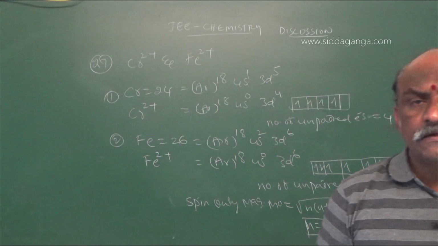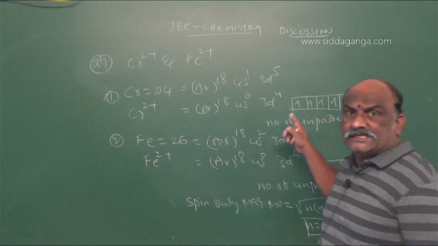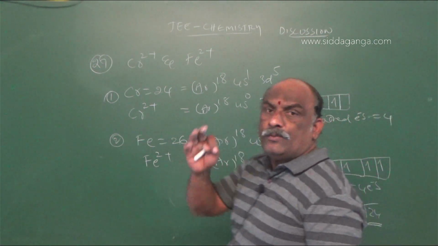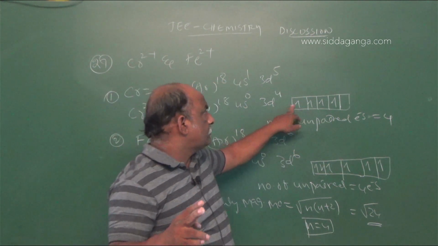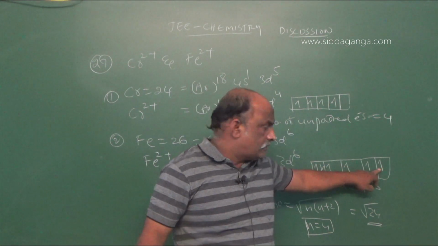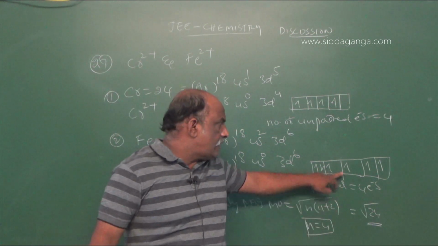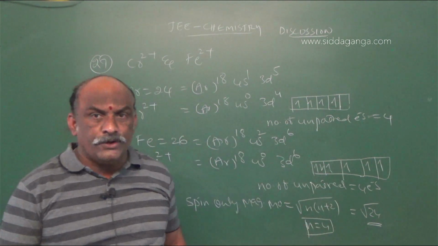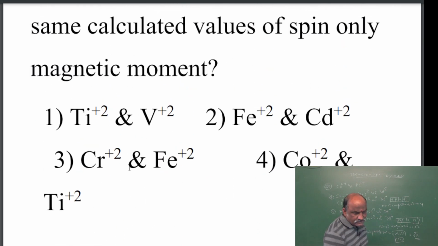Chromium 2 plus configuration 3d4, iron 2 plus configuration 3d6, but both species have the same number of unpaired electrons. Make a note of this point in your mind: 4 unpaired electrons. What is the formula? Spin only magnetic moment, root over n into n plus 2. What is the n value? 4. You substitute the value in this equation, we will get root 24. This is the right answer. So the option is the third option, Cr2 plus and Fe2 plus.